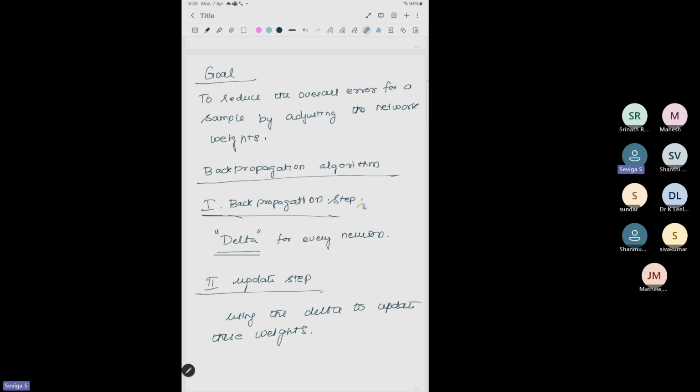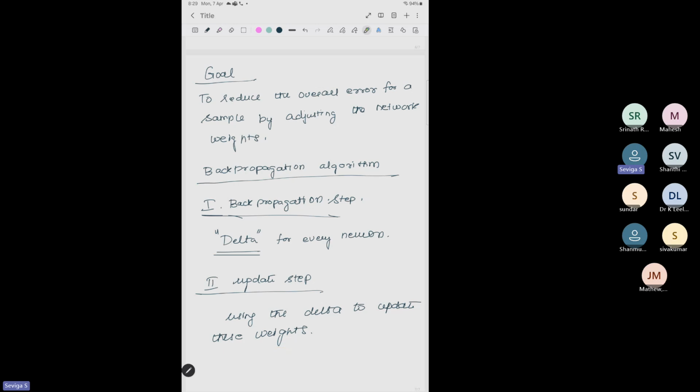The backpropagation algorithm has two steps. The first step is called backpropagation itself, where we compute delta for every neuron in the network. Delta is a number. So now we are introducing a new term called delta. So far we have been dealing with error, sample, and weights. Now we are introducing a new term. We will calculate delta for every neuron. And the second step is that using the calculated delta, we will adjust these weights.